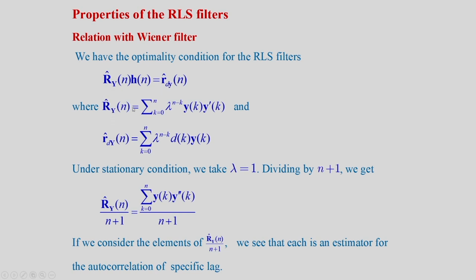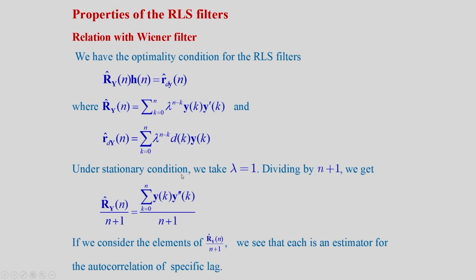Where Ry hat n is given by this relationship, weighted sum of Yk into Yk transpose. Yk into Yk transpose is a matrix, so this matrix for different instants k is summed up. Similarly, r dy hat n is equal to summation lambda to the power n minus k into dk into yk, k going from 0 to n. Here dk into yk is a vector, and this vector is summed up for different values of k, and we get this estimate.